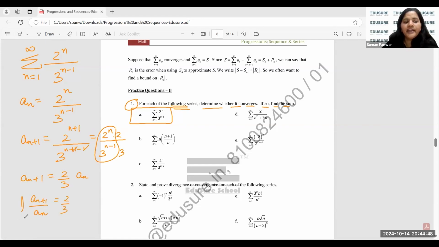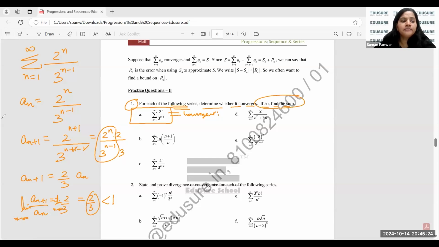So the limit as n tends to infinity of a_(n+1) divided by a_n is nothing but 2 by 3, which is less than 1. Hence, this is a convergent series. So if in a question you are asked to check whether the series is convergent or not, just check this ratio, a_(n+1) divided by a_n, and calculate the limit. If the limit is less than 1, it is convergent; greater than 1, divergent. Now, in this case, you have to find out the sum also.